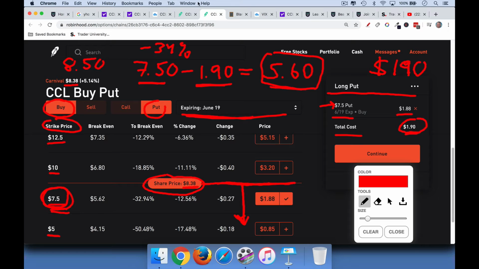So in this case, the stock has to fall more than $1.90 for you to start making money. So the stock is already pricing in high volatility, we would say. We call it high implied volatility. And one reason that the implied volatility of Carnival is so high, and the put options and call options are so expensive, is because there's a lot of uncertainty surrounding the stock.